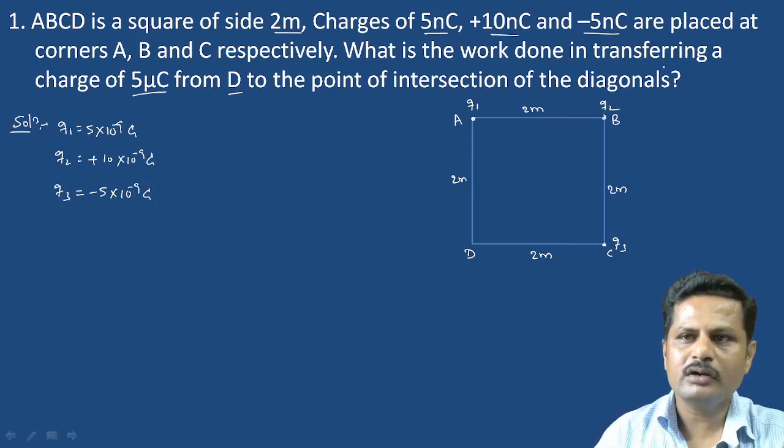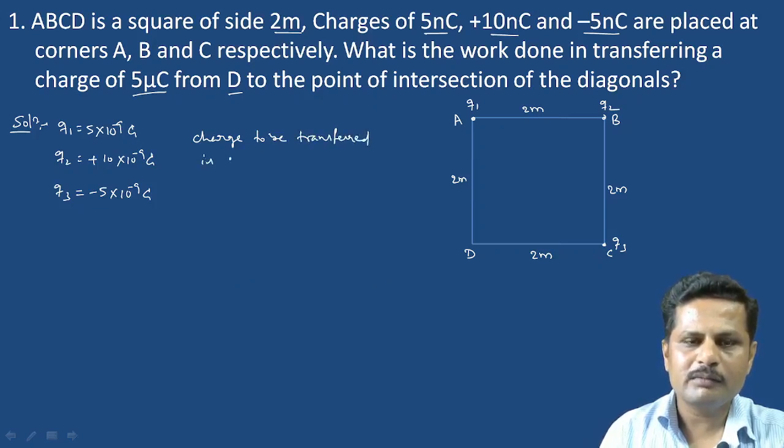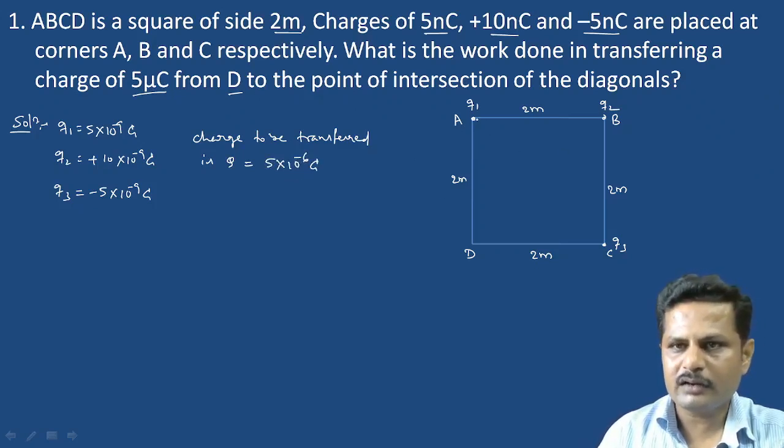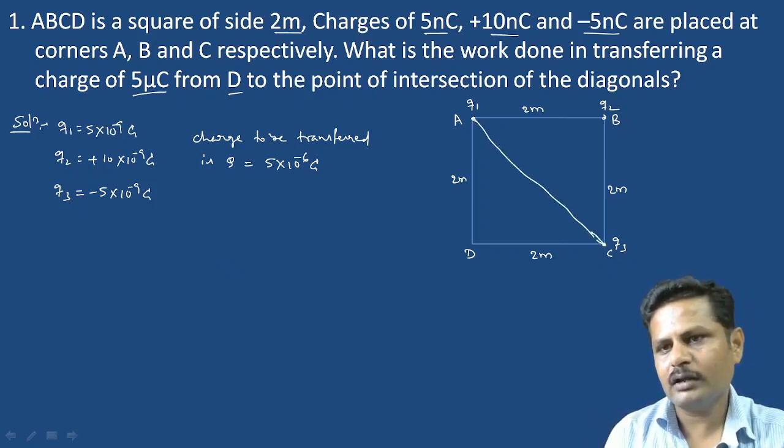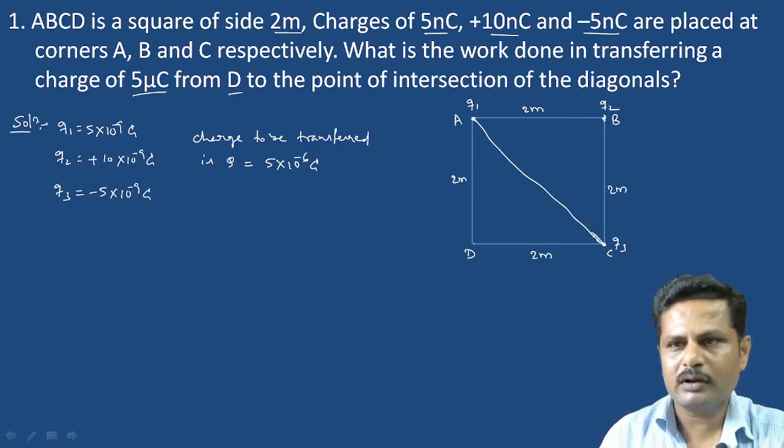Work done in transferring a charge of 5 microcoulomb, that is the charge to be transferred. Let me consider this Q, it is equal to 5 microcoulomb, that is 5 times 10 raised to minus 6 coulomb. So from where to where? From D to the point of intersection of diagonals. Let me draw the diagonals here. That is AC is one diagonal and DB or BD is another diagonal. This is the point of intersection of the diagonals.